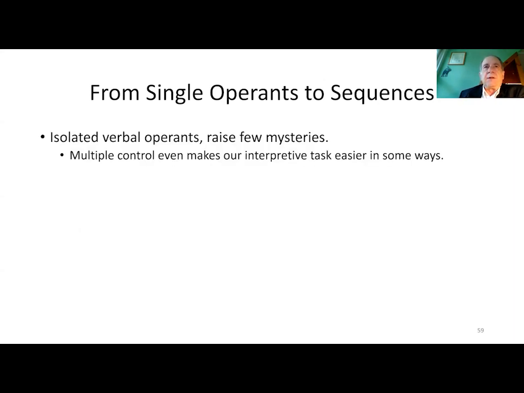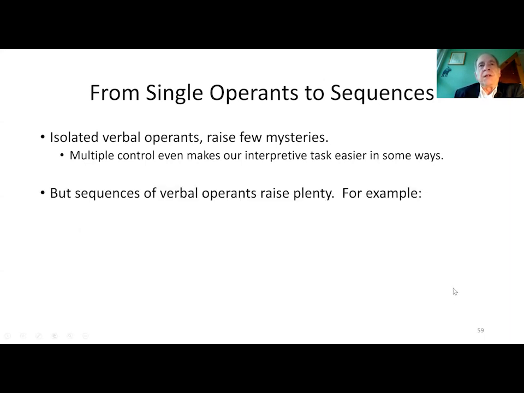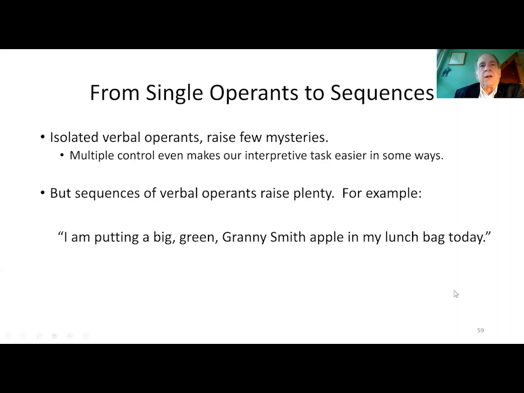Isolated verbal responses raise relatively few mysteries. And multiple control usually makes our task easier in some ways, in that there are more explanations for why something might occur. But sequences of verbal responses raise plenty of trouble. So I say, I'm putting a big green Granny Smith apple in my lunch bag today. That's something that anyone might say. And it seems simple enough.